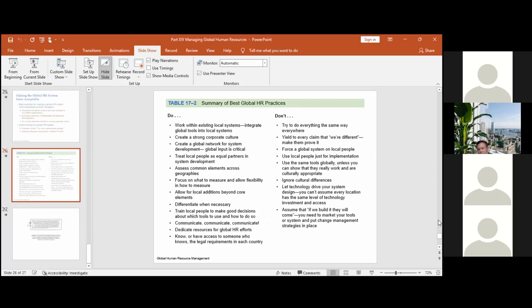So there are the best global HR practices na yung mga pwede. So we work with existing local systems. We integrate global tools in local systems. We create a strong corporate culture. We create a global network for system development. The global input here is critical. We treat local people as equal partners in system development. We assess common elements across geographies. We focus on what to measure and allow flexibility in how to measure. So allow for local additions beyond core elements.